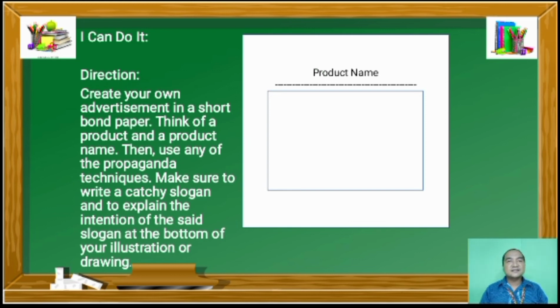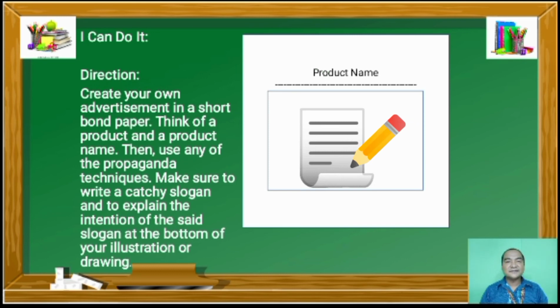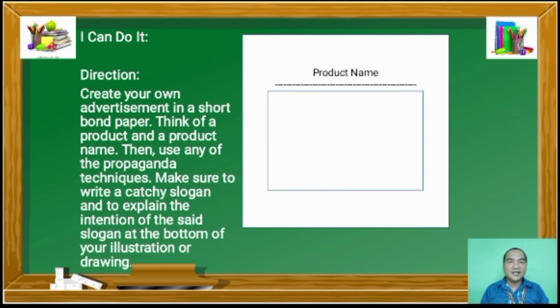I can do it. This is the direction. Create your own advertisement in a short bond paper. Think of a product and a product name. Then, use any of the propaganda techniques. Make sure to write a catchy slogan and to explain the intention of the said slogan at the bottom of your illustration or drawing. Okay?